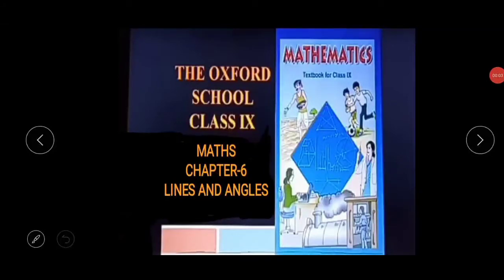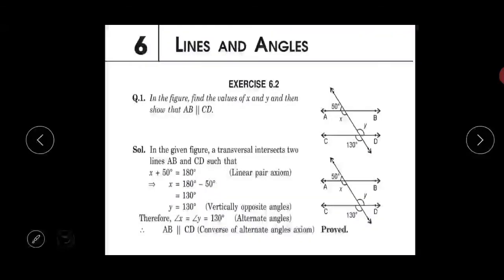Today we are going to start our exercise 6.2 from chapter 6, lines and angles. So this is our question number 1 from NCERT, and this figure is given to us. In the figure, find the value of x and y. So we have to find the value of angle x and angle y, and then we have to show that AB line is parallel to CD. So we have to show that this line AB is parallel to CD.